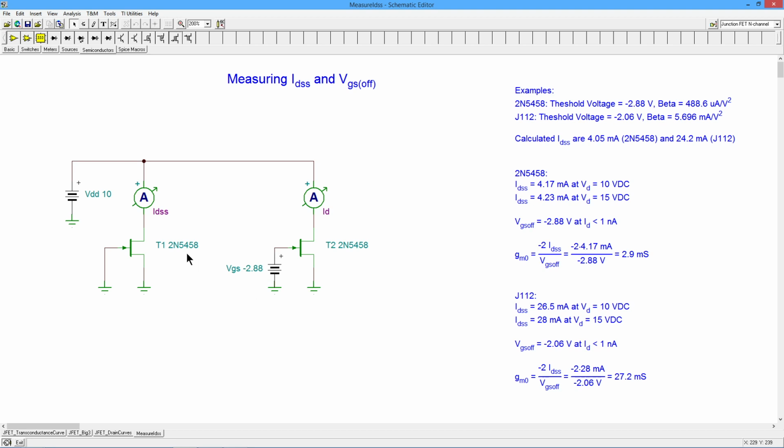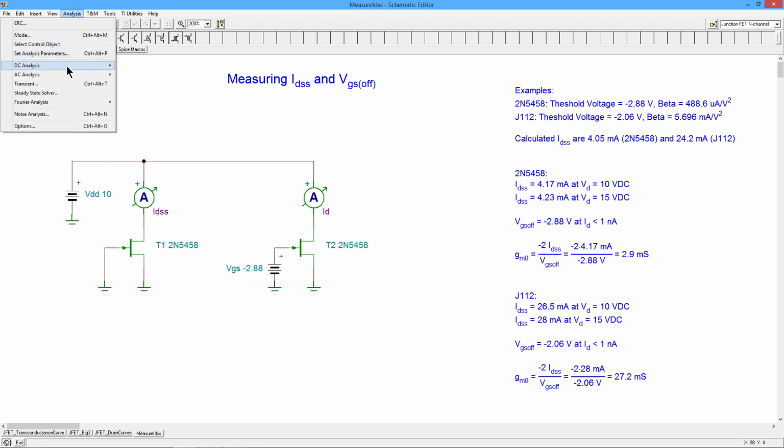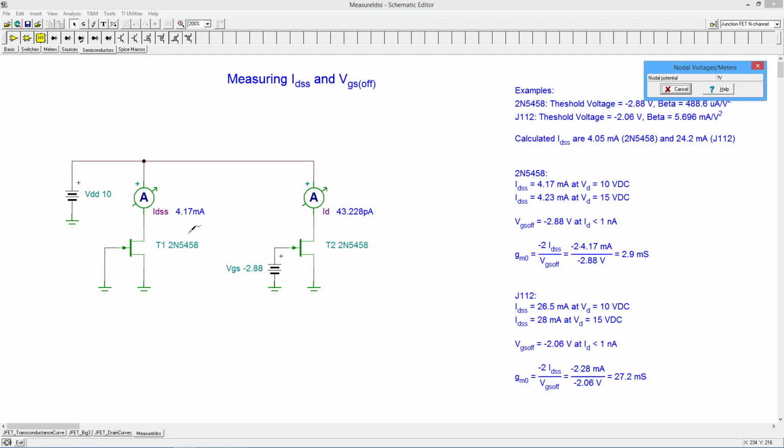But in any case, I've got a pair of 5458s in here, and I'm just going to run a simple DC sim and see what we get. So this is what we had before. I just copied this back down. I'm expecting for my 5458 at pinch off this 4.05 milliamp calculation that we had. All right, so now we run this thing, do a DC analysis, see what we get off of the ammeter. So I get 4.17 milliamps for that. So that's the IDSS at 10 volts.